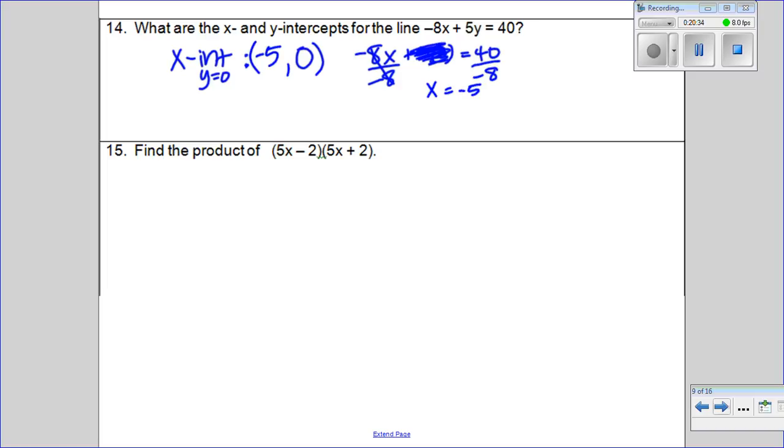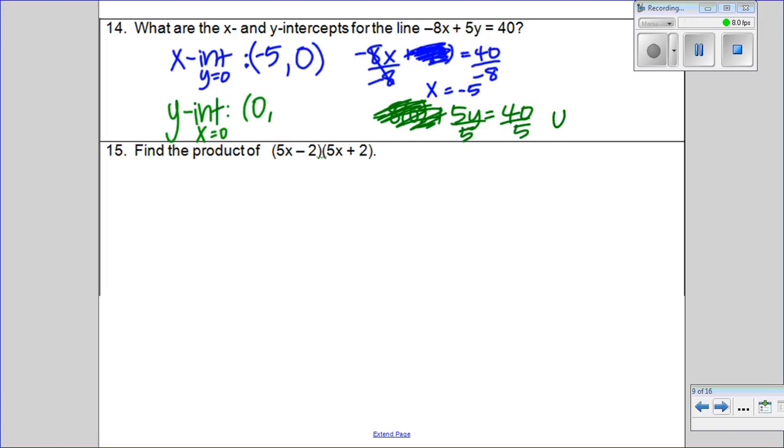And then my y-intercept is where x equals 0. So I'm going to put my 0 to start with, and I'm going to plug in a 0 for that x. So negative 8 times 0 plus 5y equals 40. I can scratch this off because negative 8 times 0 is just 0. Now I have 5y equals 40. Divide by 5 on both sides. Y equals 8. I can go fill that in.